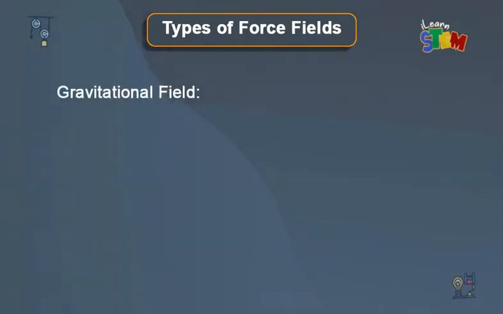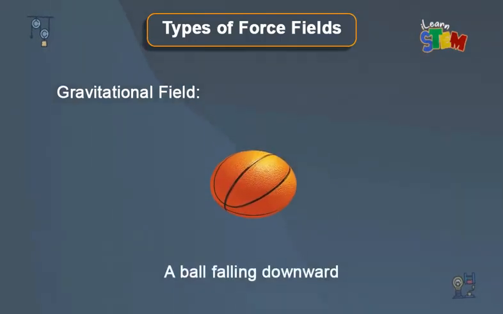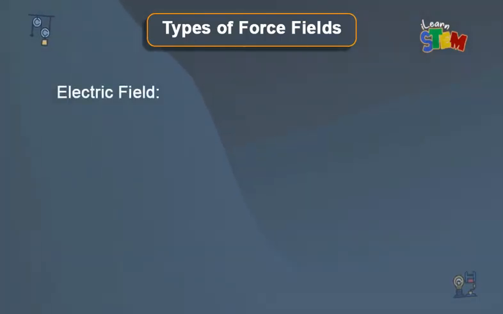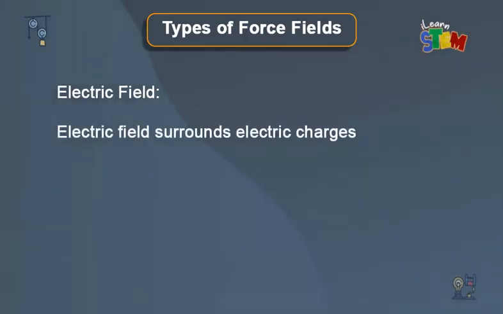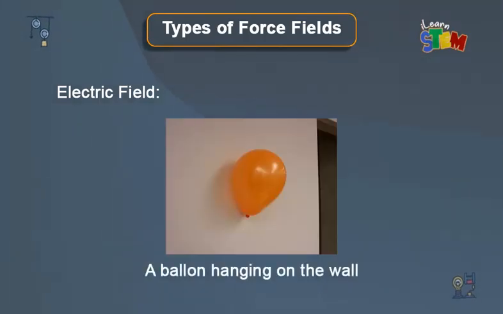Gravitational field. Gravitational field is created by any object with mass, like the Earth. It pulls objects toward it. That's why things fall when you drop them. Electric field. Electric field surrounds electric charges. For example, if you rub a balloon on your hair and it sticks to the wall, that's the effect of an electric field. In today's class, we are going to talk mostly about magnetic field.